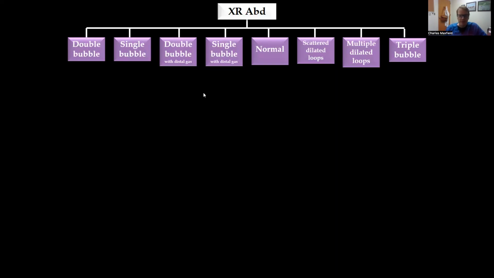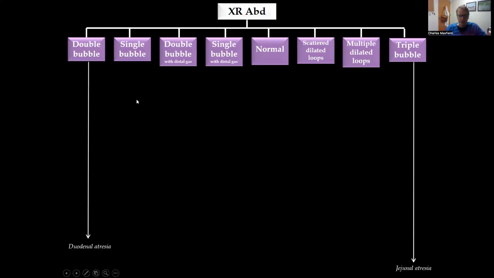For instance, 2 of the 8 patterns lead to an immediate diagnosis, right? If I see a double bubble pattern, I'm going to show you what this looks like in just a second. If I see that, then I know that I have duodenal atresia. I'm done. Don't need to do another test. Don't need to do anything more. Just tee the baby up for elective surgery. If I see a triple bubble, then I know there's jejunal atresia. And again, there are no additional X-ray tests. I'm done.